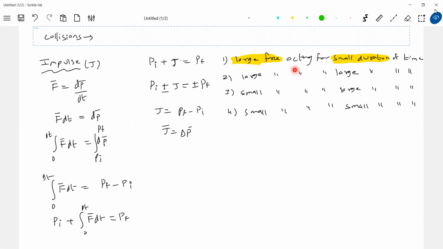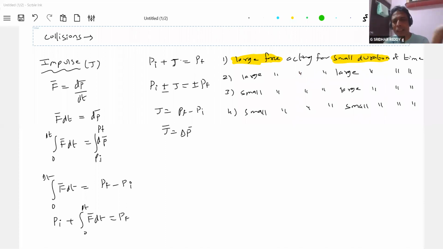And giving a slap, giving a punch, in cricket hitting the ball with a bat, in football kicking, or you can just strike the wall, or strike the table like this. This is an impulse. Or clapping. All these are impulsive. Impulse means a large force acting for a small duration of time.